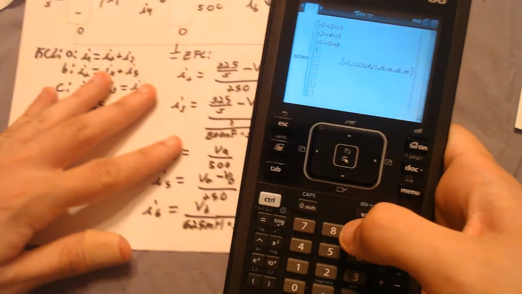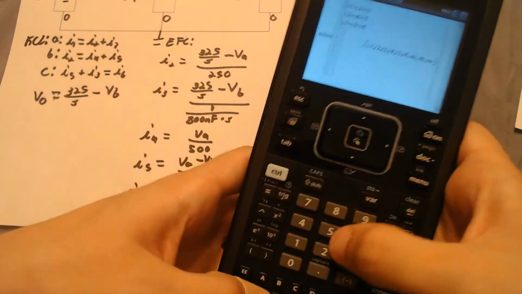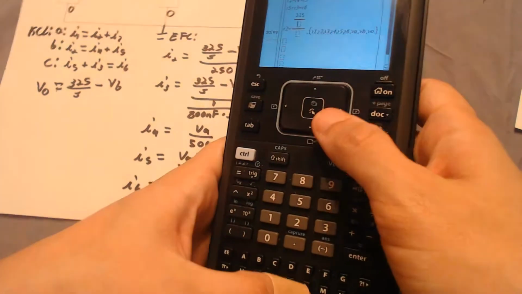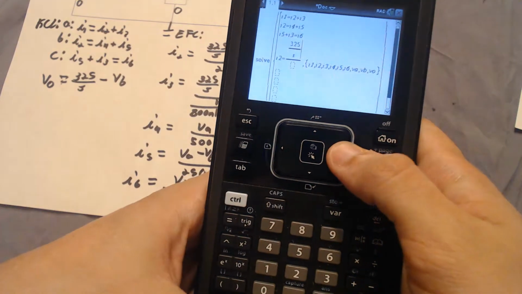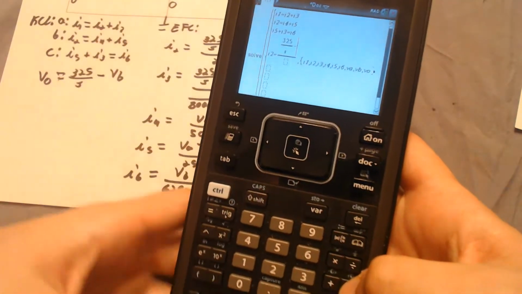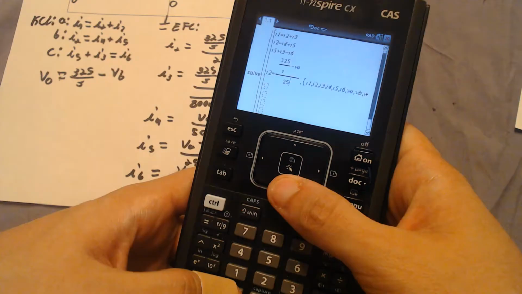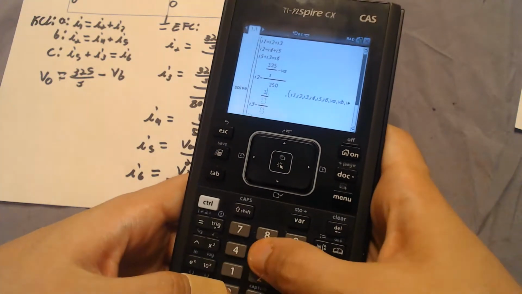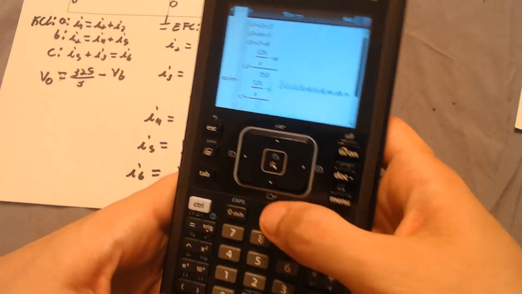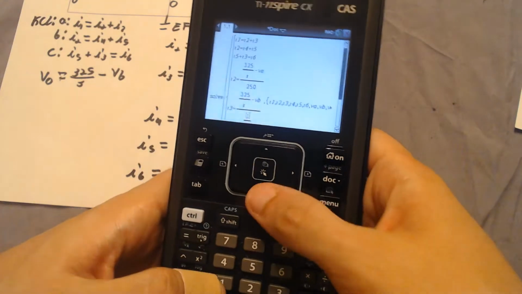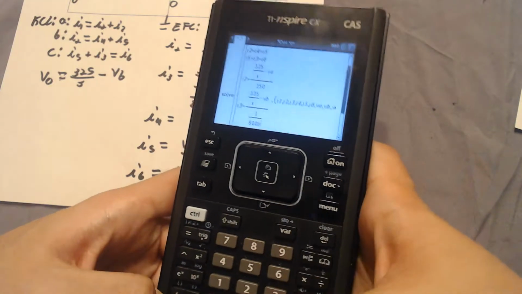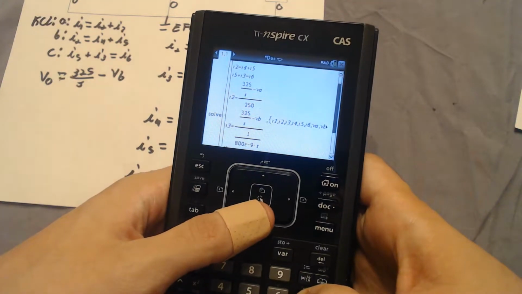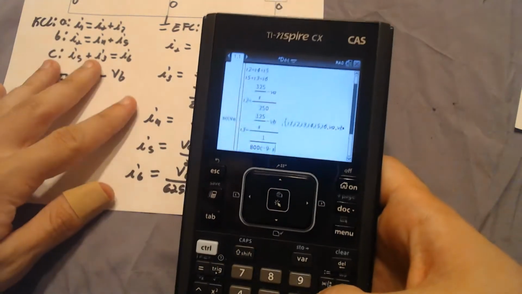I'm going to move over to my element equations. So I2 equals 325 over S, just write S, no big deal, minus VA over 250. Then I3 is going to be equal to 325 over S minus VV over 1 over 800 nanofarads times S. No big deal, you can just type that constant there, no problem.